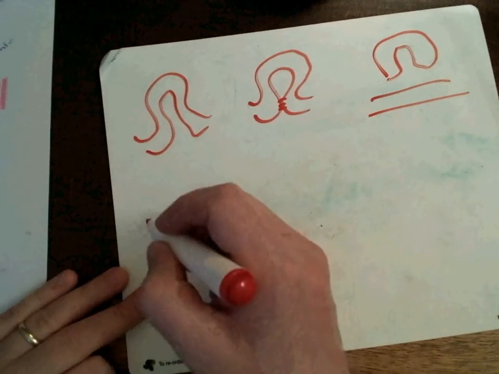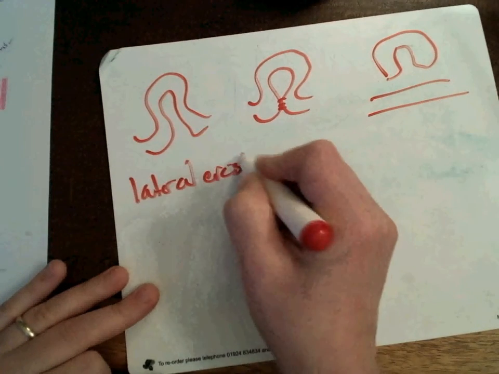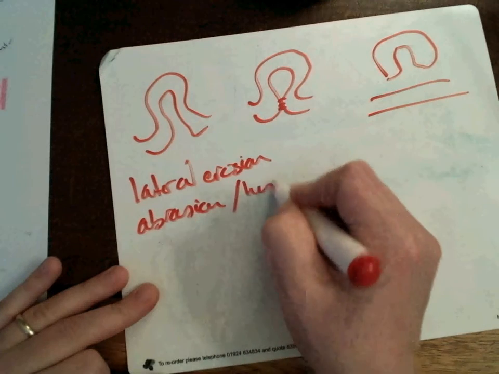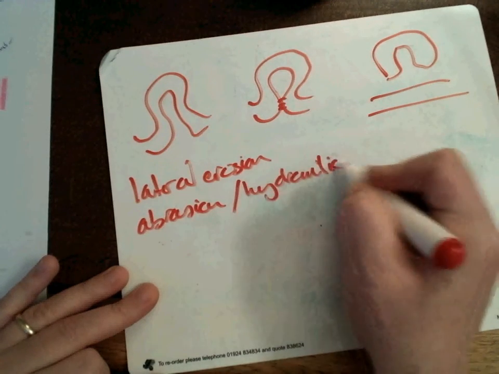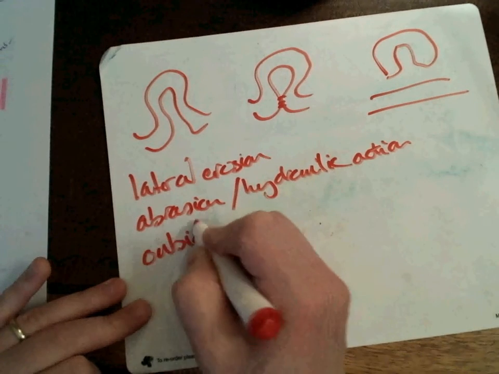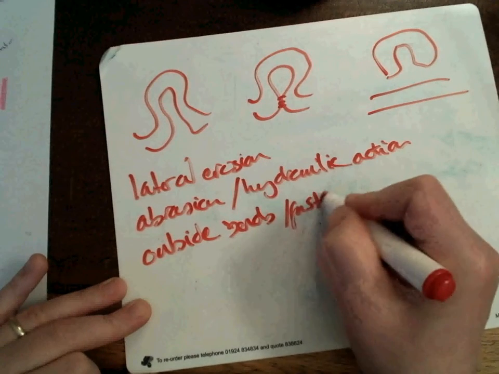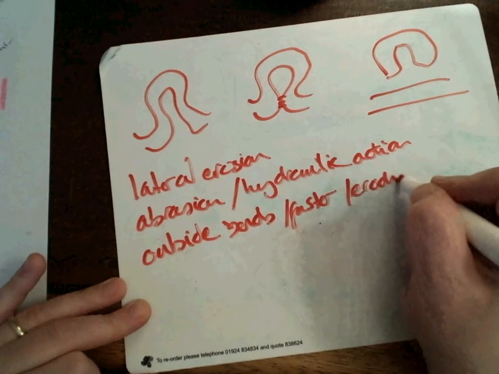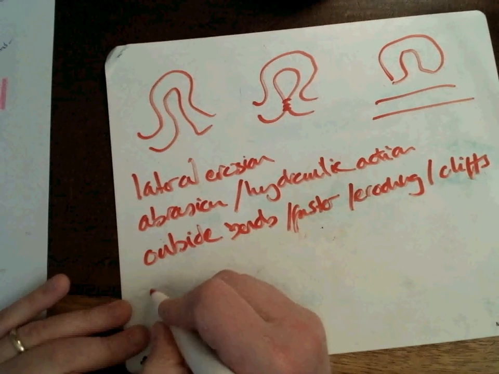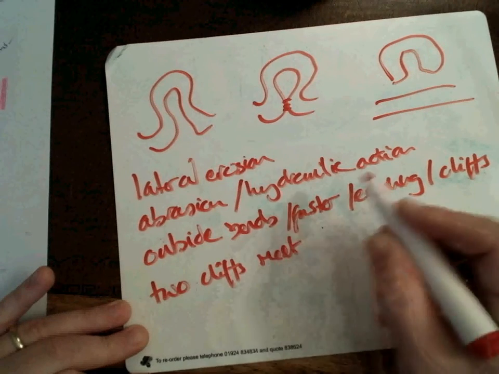I would refer to lateral erosion. I would refer to abrasion and hydraulic action. I would refer to the outside bends being faster, eroding more, and forming cliffs. I would refer to two cliffs meeting and forming a neck.